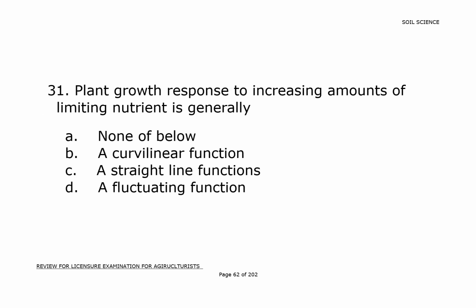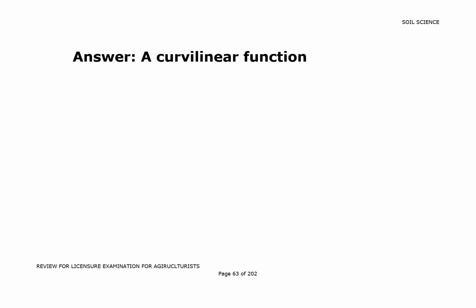Number 31. Plant growth response to increasing amounts of limiting nutrient is generally A. None of below, B. A curvilinear function, C. A straight line function, or D. A fluctuating function. The answer is a curvilinear function.